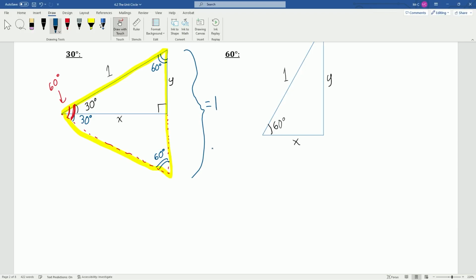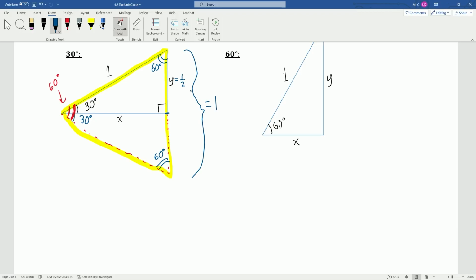Okay, well, what does that do for me? Oh, well, that means if the whole side is 1, y is just the top half. So that means y is 1/2. So now I figured out what y is. So now I have to ask myself, what's x?